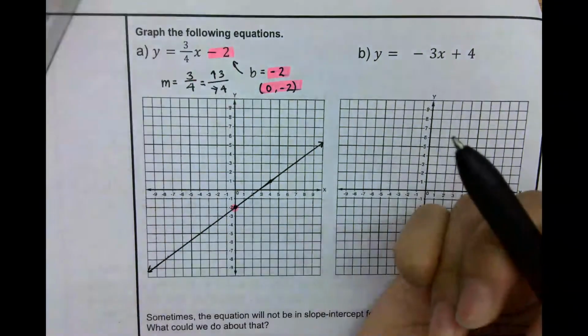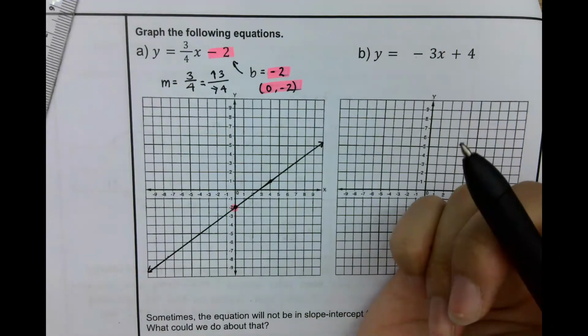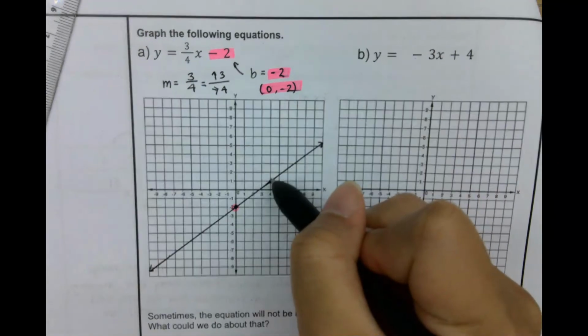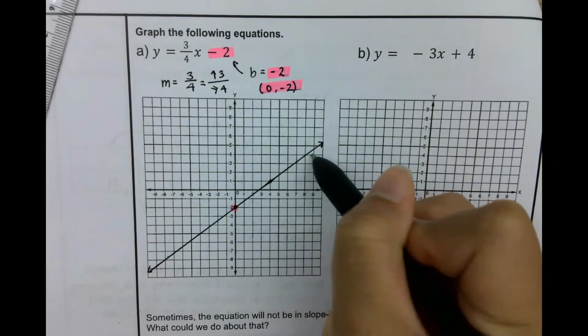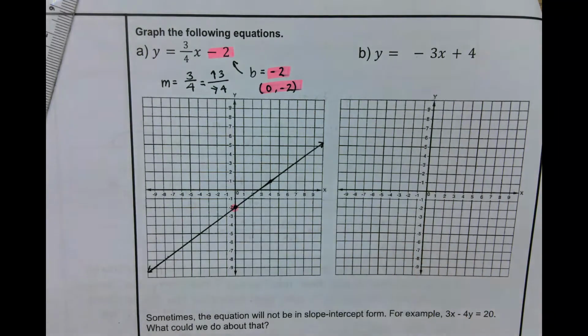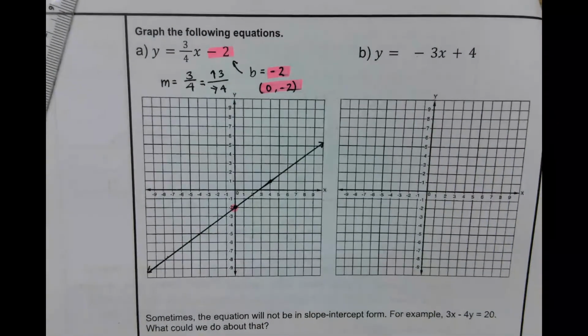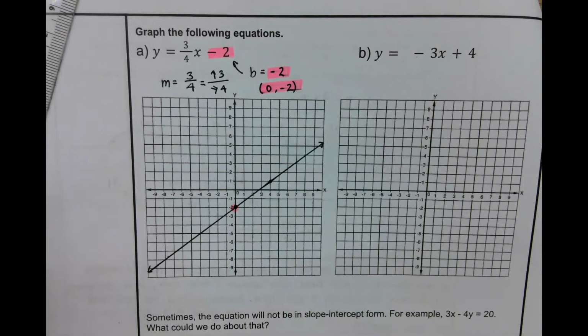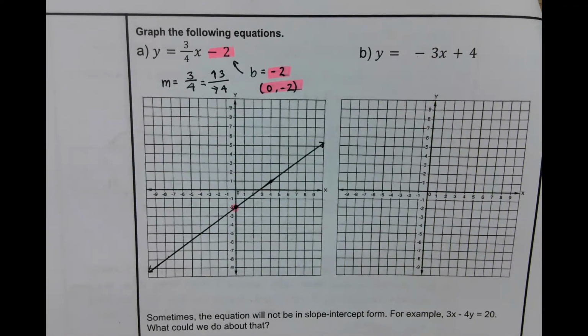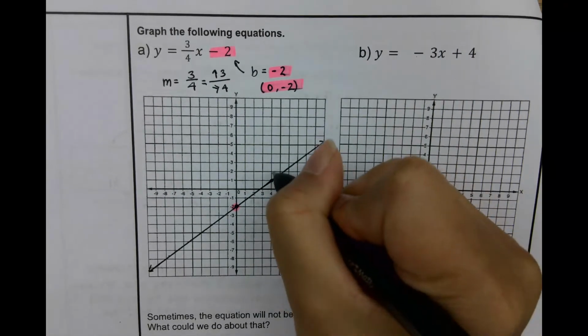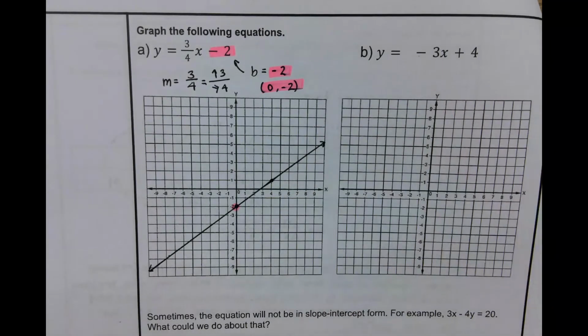The reason why when I connect it sometimes I go a lot slower is because I want to make sure that I'm consistently going up 3, right 4, so that way it's the most accurate graph as possible, and we'll see why when we get to systems of equations. Sometimes I even keep going, up 3, right 4, all the way until the end.